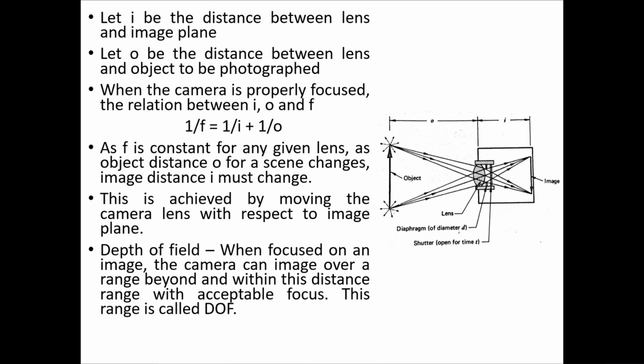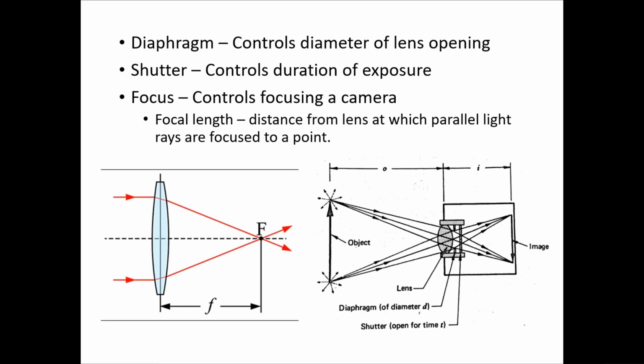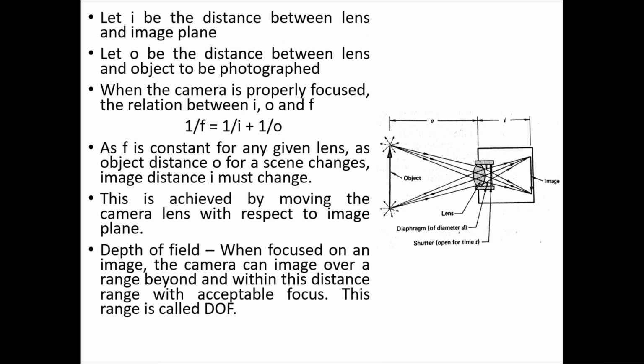We know that f is constant for any lens. For any given lens, the focal length is a constant. So when the object distance O changes for any scene, you have to change the I value as well, right? How can you change this value of I? You want to focus on a particular object. When you change the distance between the lens and the object to be photographed, when you change O, as the focal length is fixed, you will have to adjust I, the distance between the lens and the image plane. How do you do that?